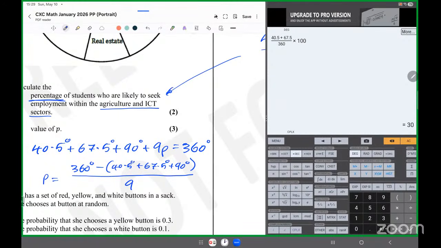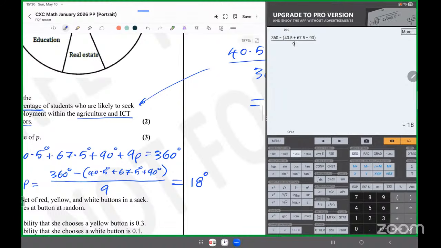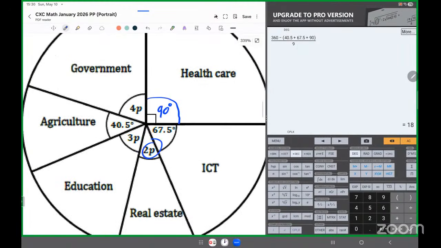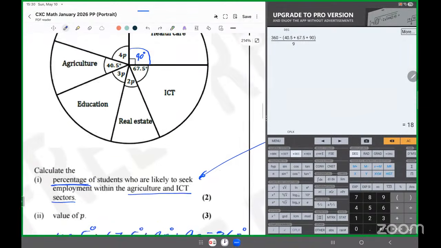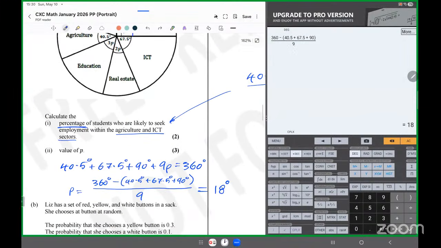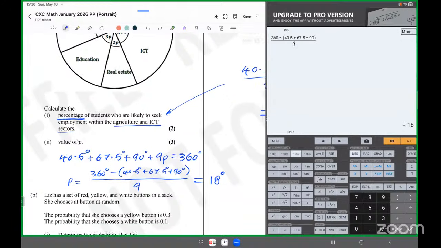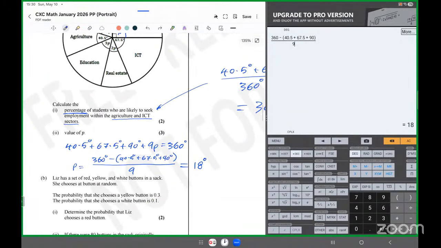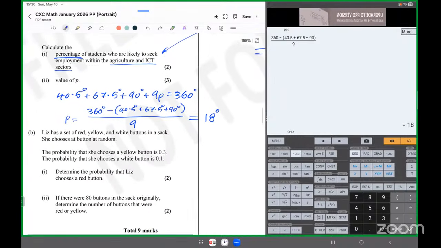Put that in the calculator and see what you get. Fraction: 360 minus bracket 40.5 plus 67.5 plus 90 close bracket, divided by 9, gives 18. So P is 18 degrees. I'm putting degrees on it because they didn't put any degree on the P. So P therefore is 18 degrees. Very good.